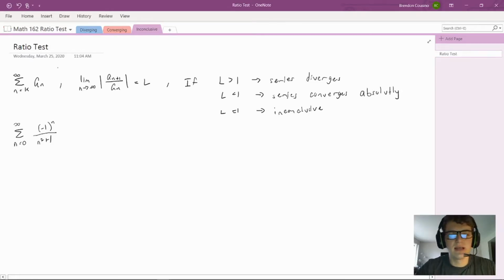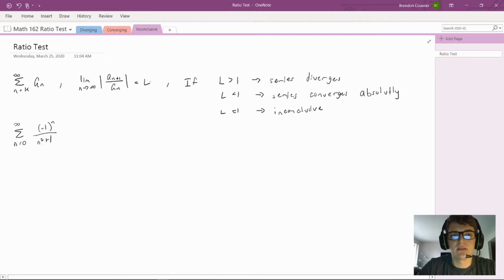Alright, so let's get into the last video of the ratio test. We're going to get into an example, but let's go back and recap what the ratio test is. We start with a series from n equals k, which is just a constant, going to infinity of a of n, which is just a function of n. For the ratio test, we take the limit as n approaches infinity of the absolute value of a of n plus 1 divided by a of n.